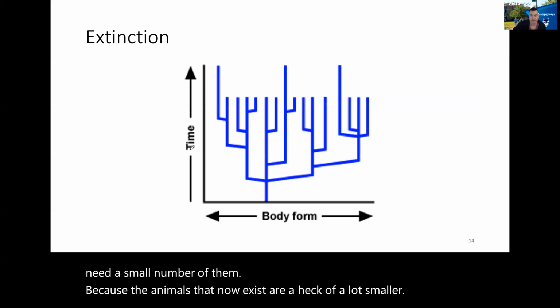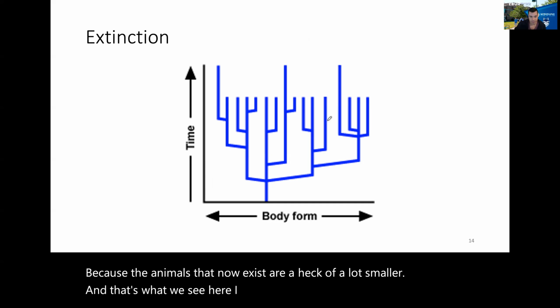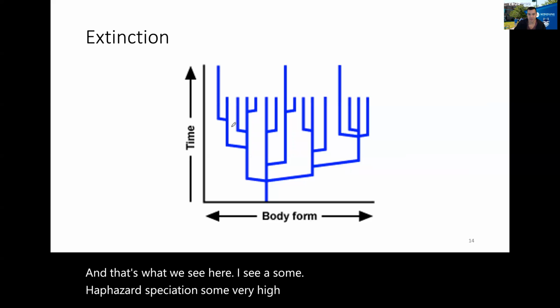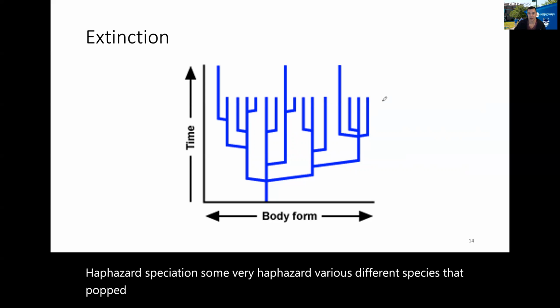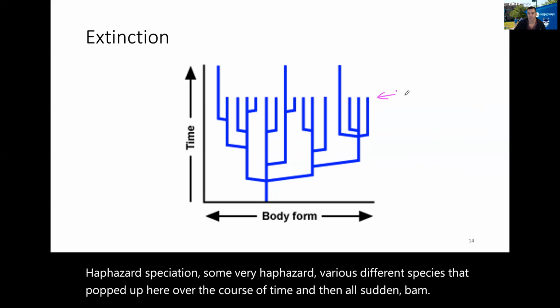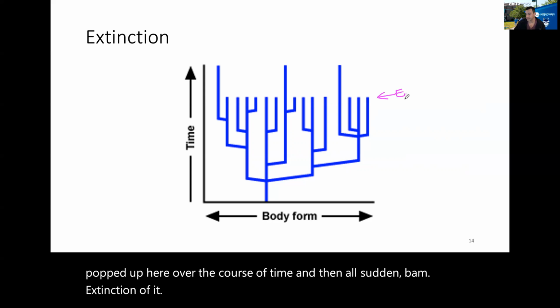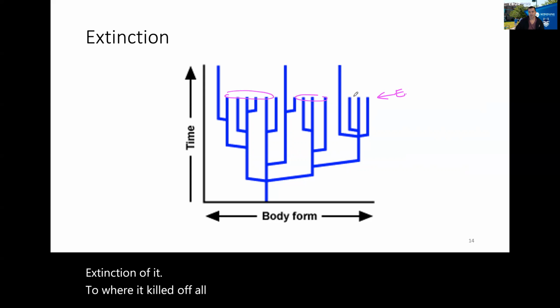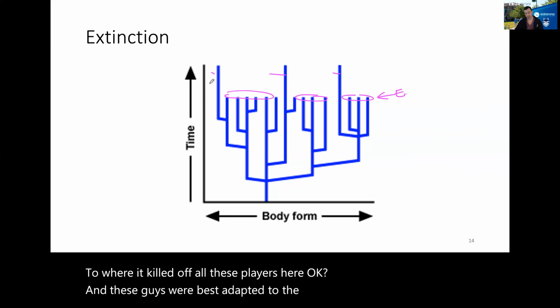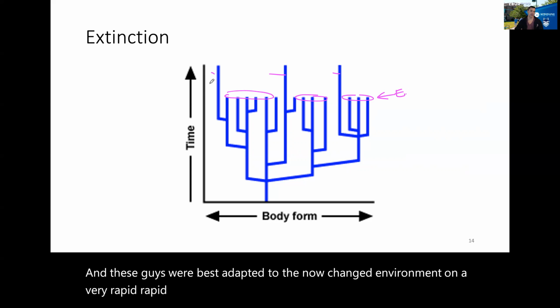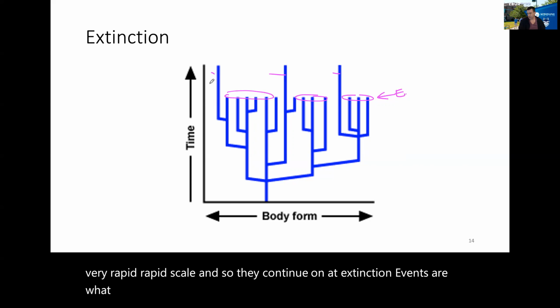And that's what we see here. I see some very haphazard speciation, various different species that popped up over the course of time, and then all of a sudden, bam, extinction event, to where it killed off all these players here. And these guys were best adapted to the now changed environment on a very rapid scale. And so they continue on. And extinction events are what shape a lot of the fossil record and the animals that did survive and plants that did survive.